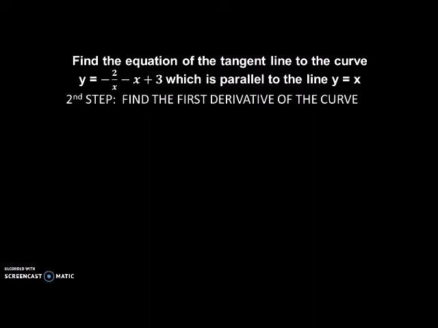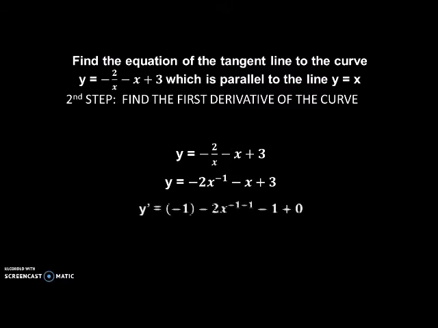So the equation of the curve is y is equal to negative 2 over x minus x plus 3. We can write this function into a simpler form, which is y is equal to negative 2 times x raised to negative 1 minus x plus 3. So let us now get the derivative. We can use the power rule in order to get the derivative of negative 2 times x raised to negative 1. We just need to multiply the exponent to the base and deduct 1 from the exponent. So here it is.